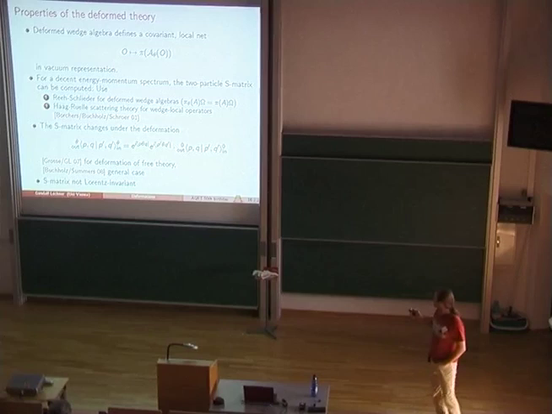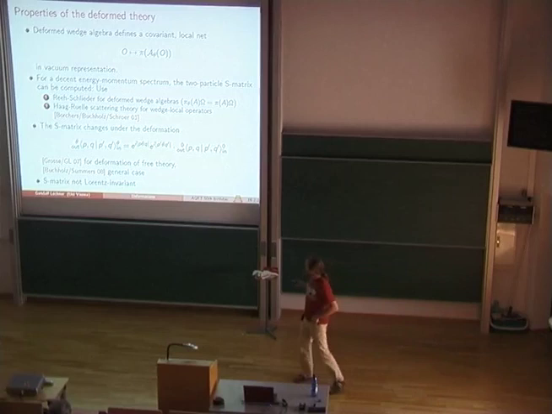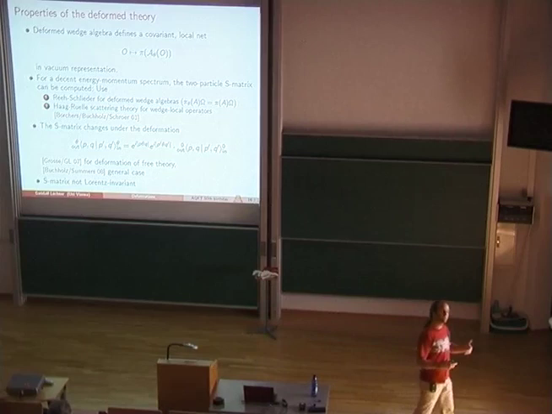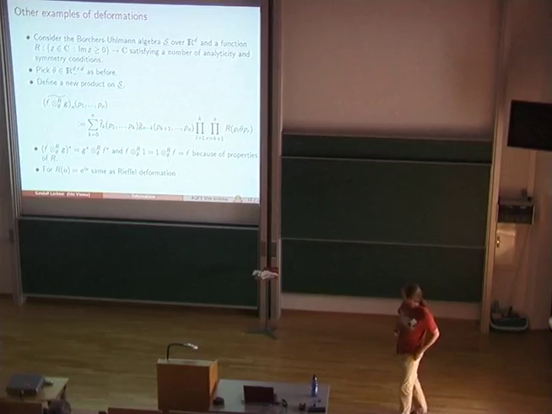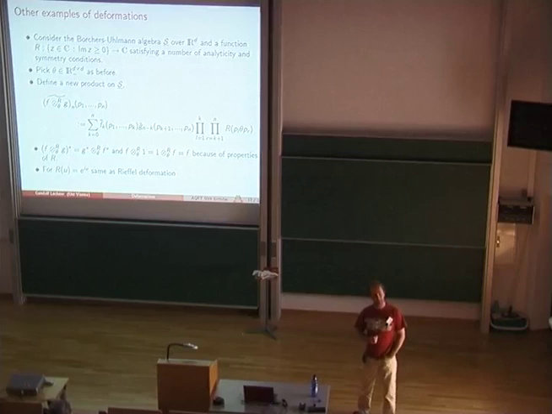Now, this somehow ends the Riefel story a bit. I mean, we saw a general procedure, given one wedge algebra, how to obtain a new one and extract its properties. Some change in interaction, at least on the two particle level. Now I want to speak about a related but somewhat different deformation procedure, other examples of deformations, which works with this Borchers-Ullmann algebra, which Jakob mentioned yesterday. So we had the definition yesterday.